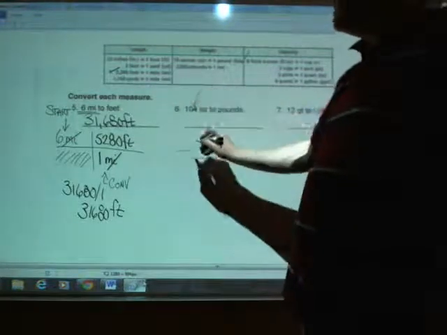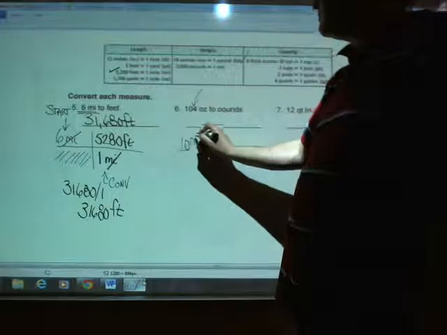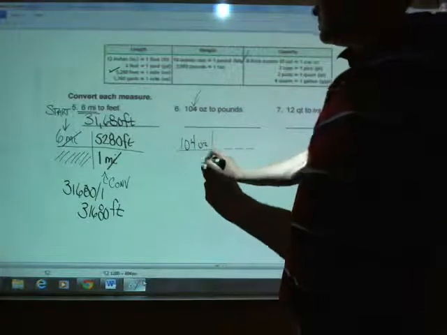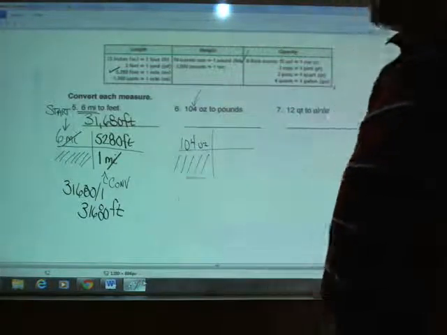The upper left block is where I put what I'm starting with. That's my 104 ounces. This bottom block is going to get wiped out because, again, I never put anything there, at least for now. When we start doing some dimensional analysis with 2 units like miles per hour, then we'll put some things there, but not yet. All right, so 104 ounces into pounds.